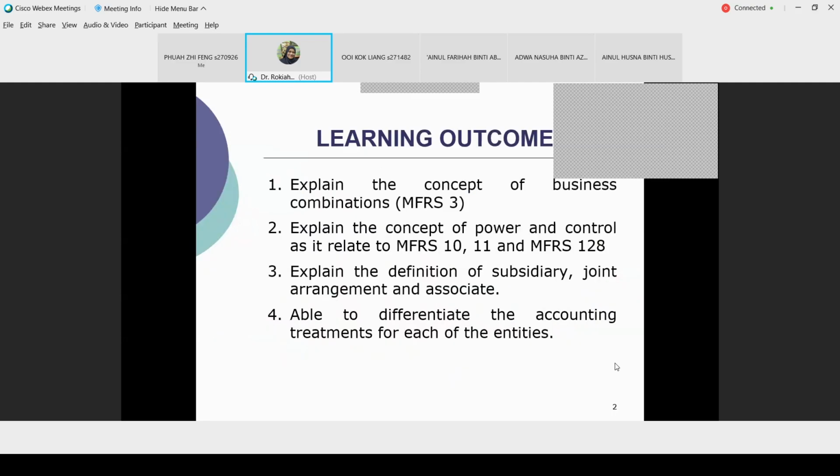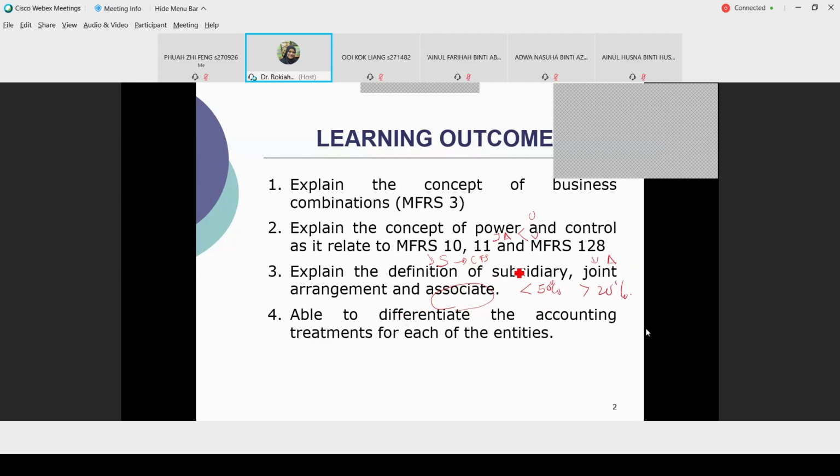The concept we need to know is the concept of business combination. Under MFRS 10, once you have a combination and you have a subsidiary, you prepare consolidated financial statements. MFRS 11 is related to joint arrangements. For joint arrangements, we have two types: joint operation and joint venture. Then MFRS 128 is related to associates, that is, investment in associate. An associate is when you have a share of not more than 50% but more than 20%. This is called an associate.